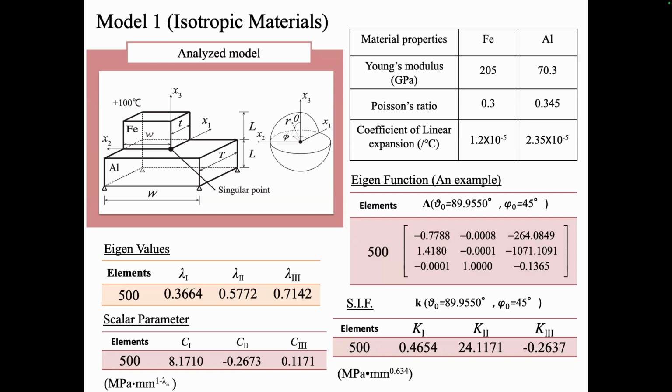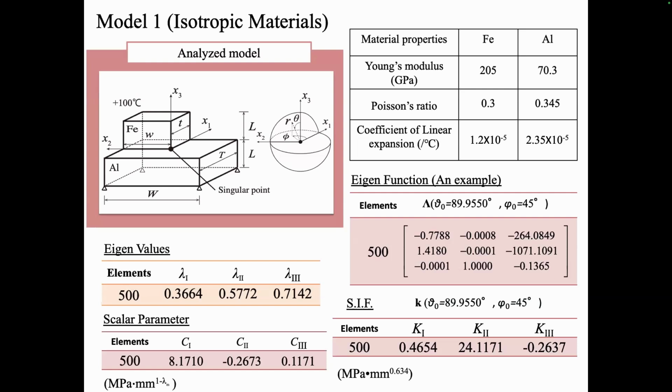This example is a sharp corner between Fe and aluminum, and we can obtain these three eigenvalues. We can also obtain the scalar parameters like this, and this is one of the eigenfunctions. This table shows the stress intensity factors for this problem.